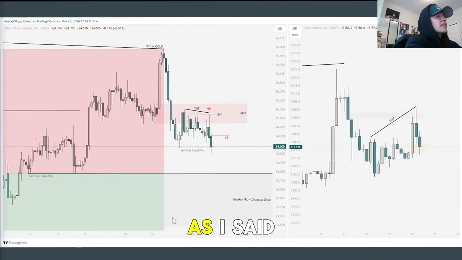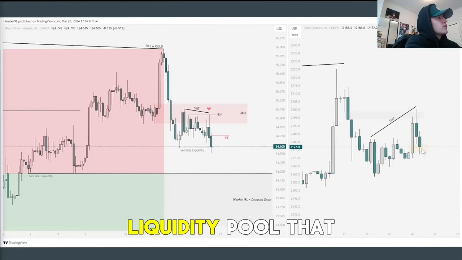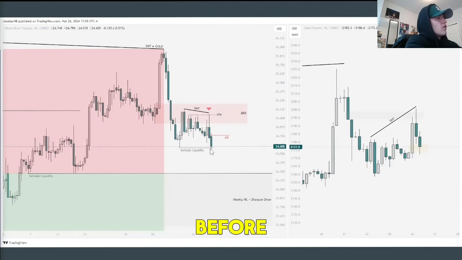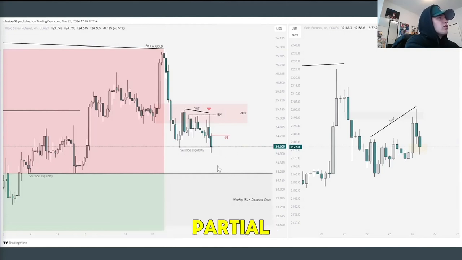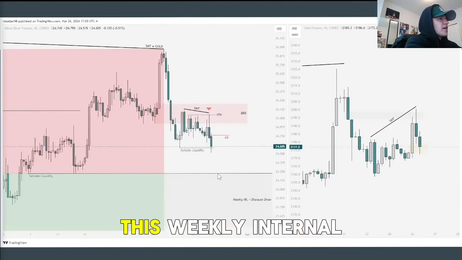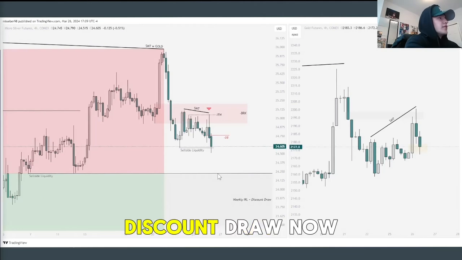And easy, as I said it was before, price was able to resist lower off of that 4-hour bearish order block, and gold was able to reach that 4-hour internal range liquidity pool that I marked off before. Also taking us down, taking out that being our low-hanging fruit objective point as our first partial before price reaches this weekly internal range discount draw.